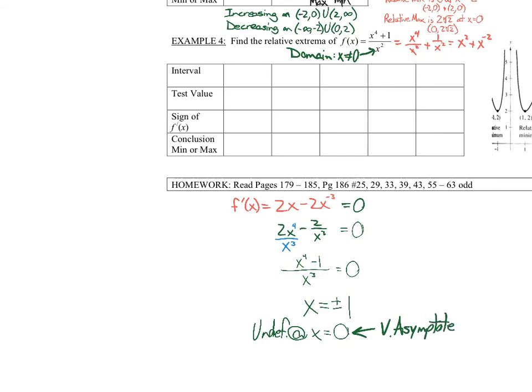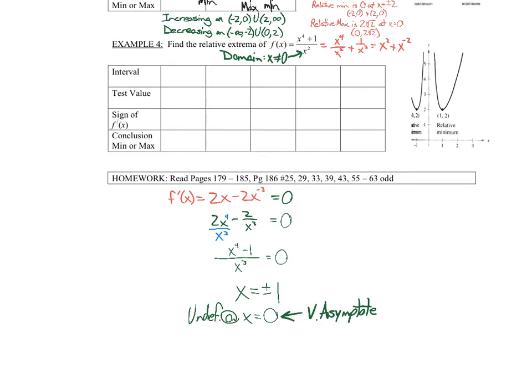Okay, so at this point, I can set up a sign diagram. And again, I'm going to do this both with the table and with the sign diagram. So if I set up the sign diagram, I have -1, 0, and 1. I already know that that's a vertical asymptote, so I'm going to label it again just to make sure I don't mess it up.